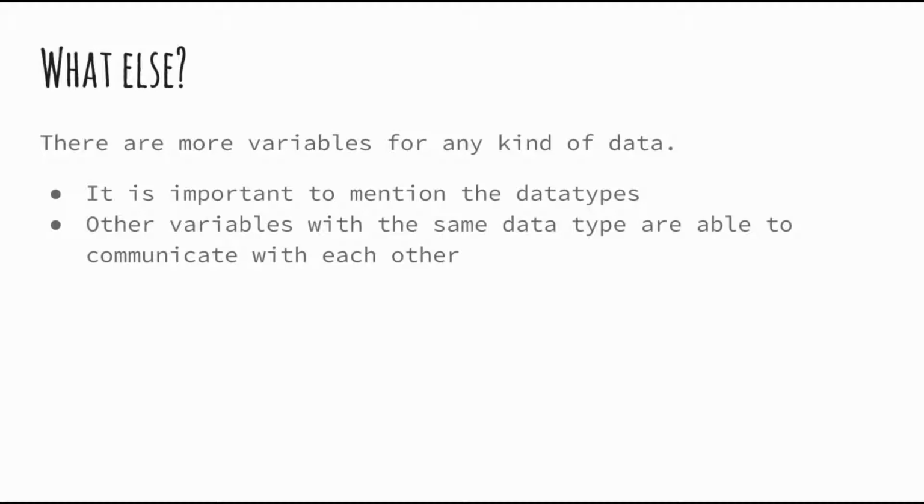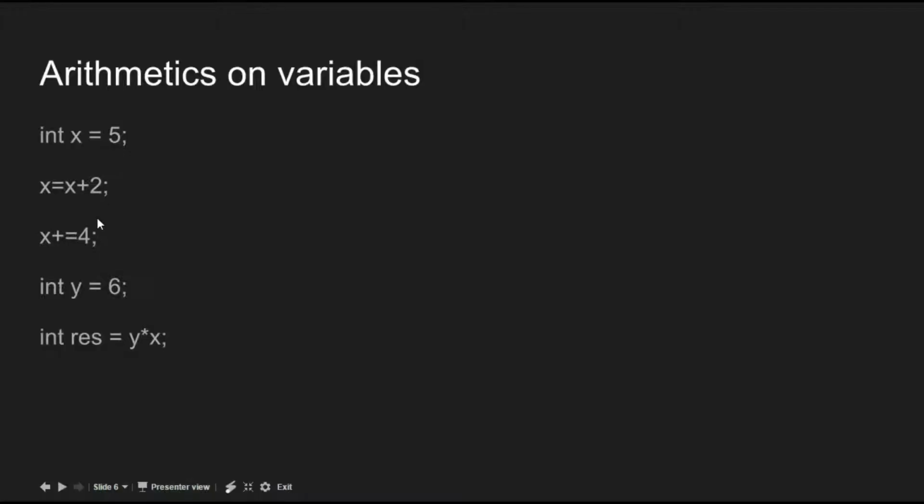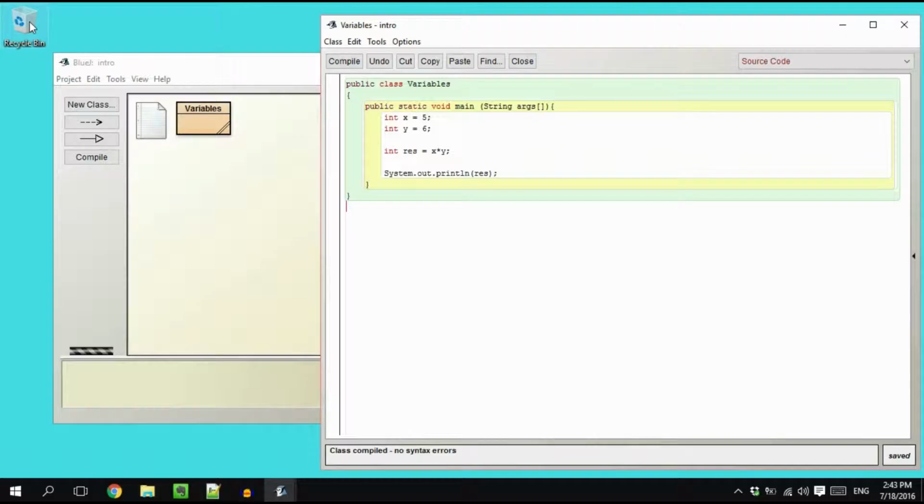We can print out, change, and pass on variables to other parts of our program. We can also perform arithmetic changes on our variables. For example, we can add, subtract, multiply, divide to get different results. Let's try that for a second.